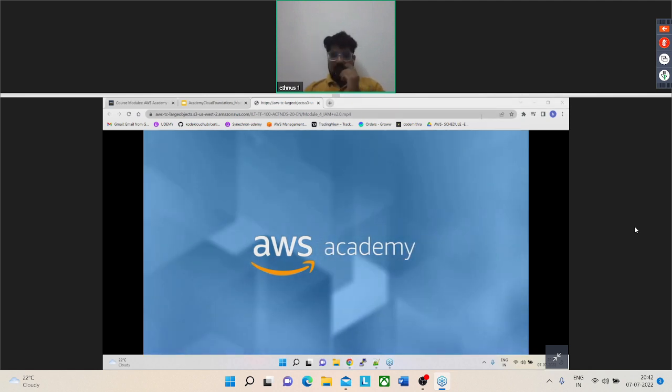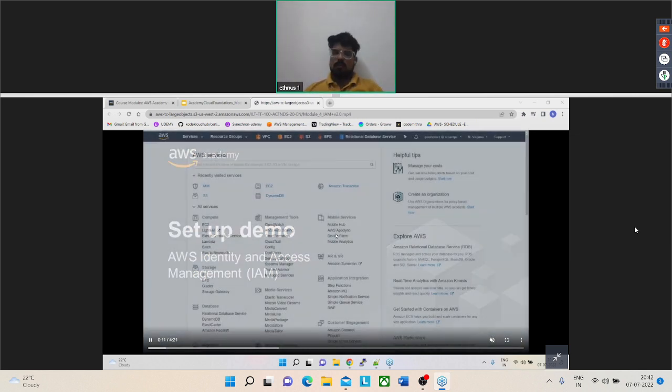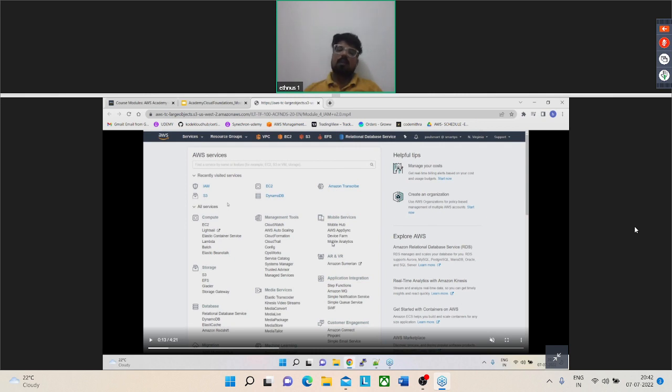Okay, so here let's check out the setup. First of all, what is this demo going to tell us? They are going to configure an S3 and DynamoDB role that will be used by EC2. So for EC2, they're going to create one IAM role so that EC2 can communicate with the DynamoDB and S3 services.